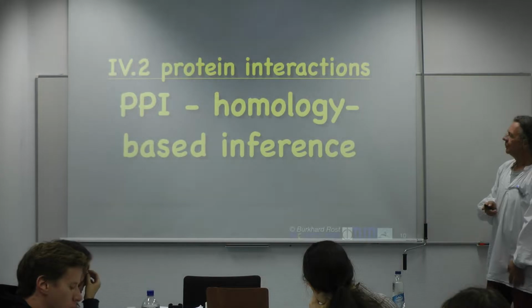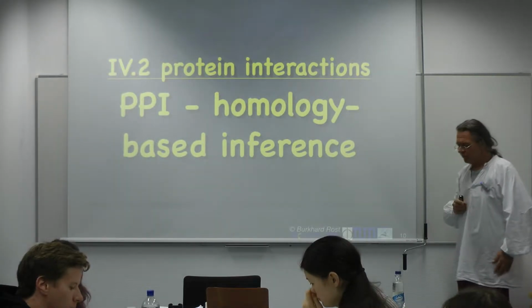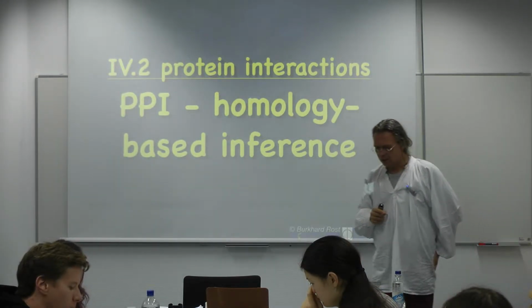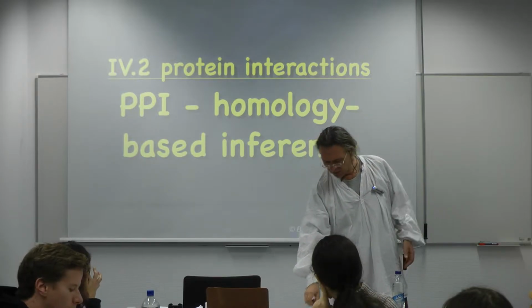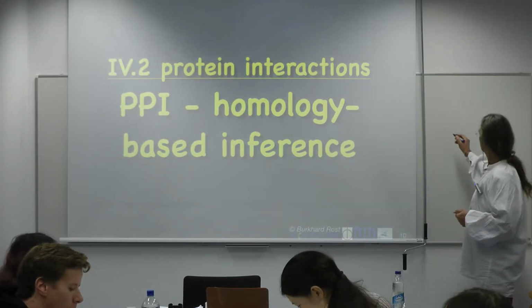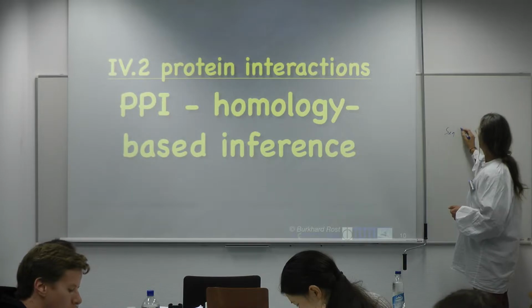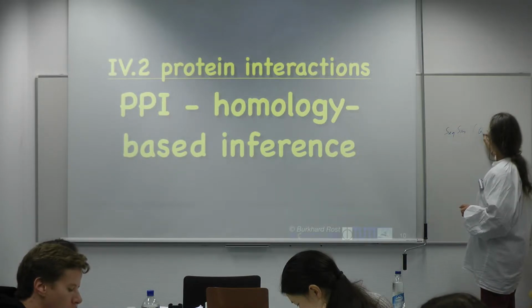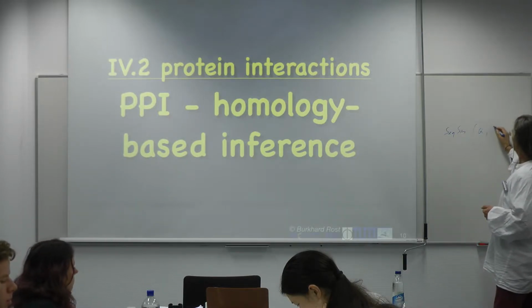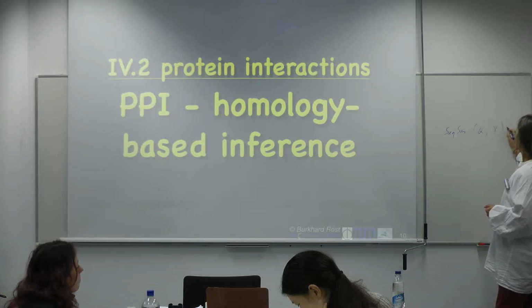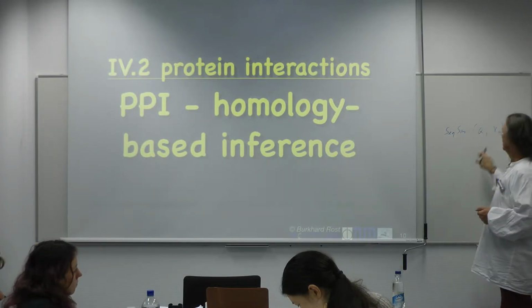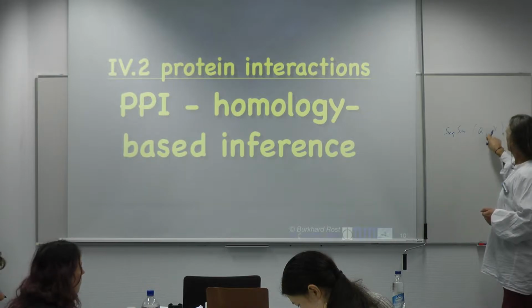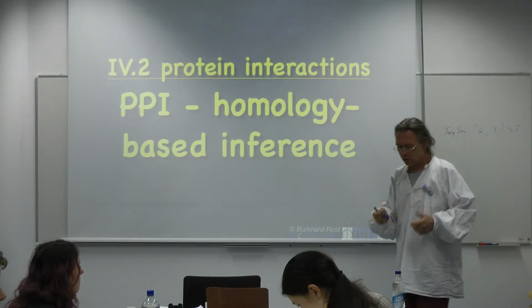Okay, now back to the simplest view on protein interaction prediction, which would be homology-based inference. Again, homology-based inference is when you have a sequence similarity between a query protein for which you do not know the annotation and an experimentally known protein X that is above some threshold. Then you say, I simply take the annotation from X and copy it to Q.